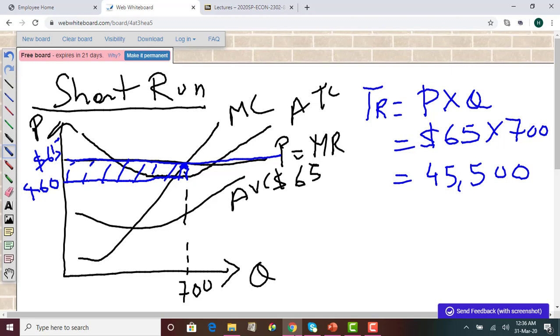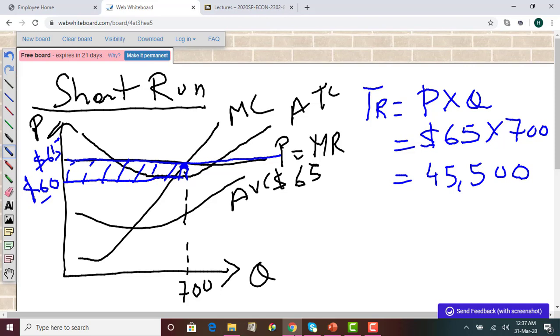Basically, this area of the rectangle represents the profit that the firm is making in the short run. Okay, and then this $60 is given to you. If I give you a problem, I will give you this average total cost as well. So you don't have to calculate that in case of a graph. But this is the average total cost.